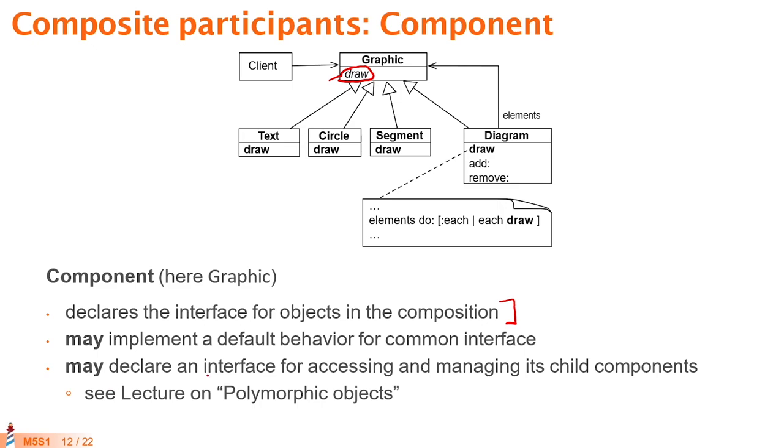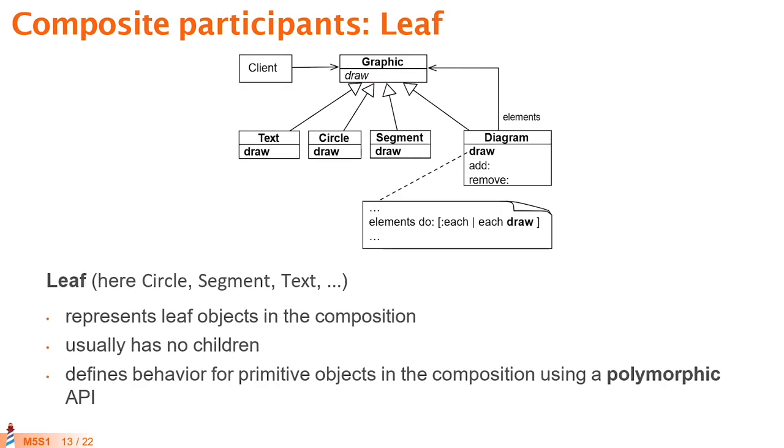And maybe you want to also declare here in the component accessor to manage children, but this is not mandatory. Then you have some leaves. Here we have three kinds of leaves. A leaf represents an object with no children in the composition, and it defines a primitive operation, but it must conform to the common API.